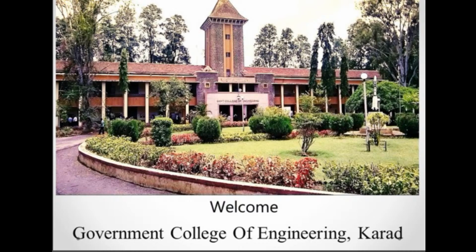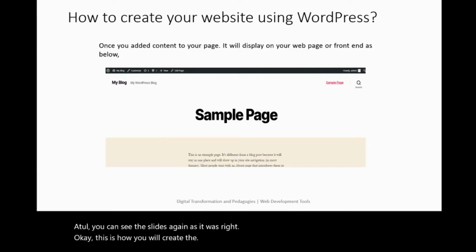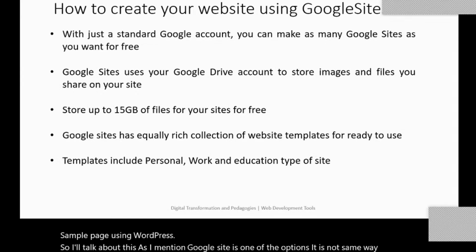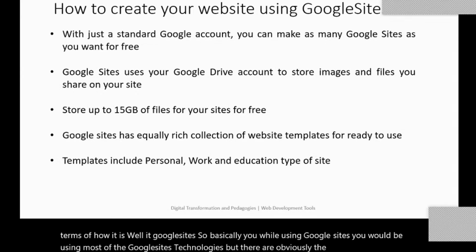So this is how you will create a sample page using WordPress. Now I'll talk about this. As I mentioned, Google Sites is one of the options. While using Google Sites, you would be using most of Google's technologies. But there are obviously plugins available for the same.